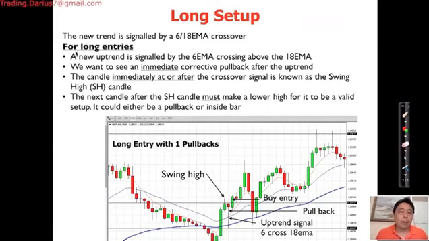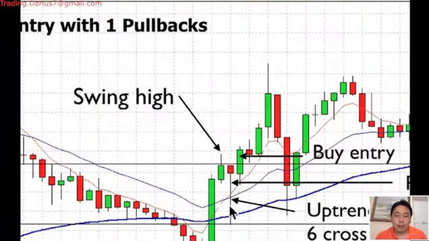All right, so we're going to identify a new short-term uptrend using the 6 and 18 exponential moving average, or 618 EMA, crossover. Okay, so for a long setup, we want to see a new uptrend signaled by the 6 EMA crossing above the 18 EMA. If you take a look at this MT4 chart, you can see that this red line is the 6 EMA, and the blue line is the 18 EMA. All right, so we're waiting for the 6 to cross above the 18. You can see over here, we have that crossover right there.